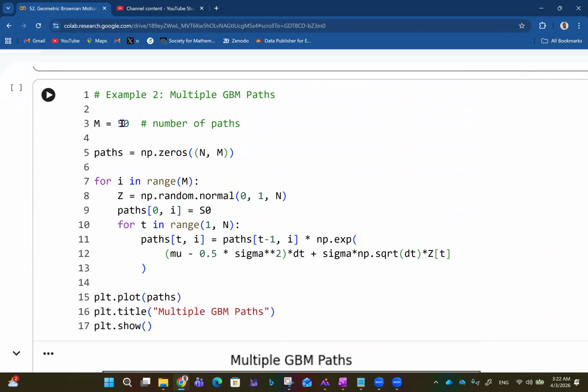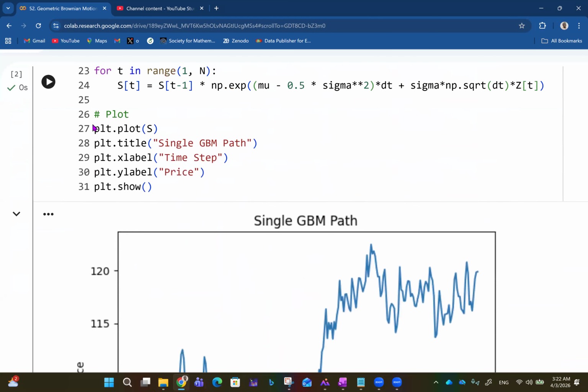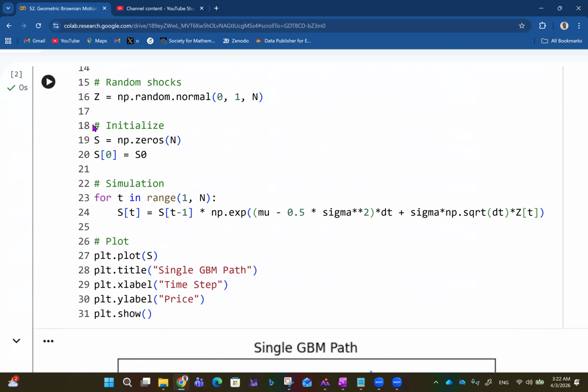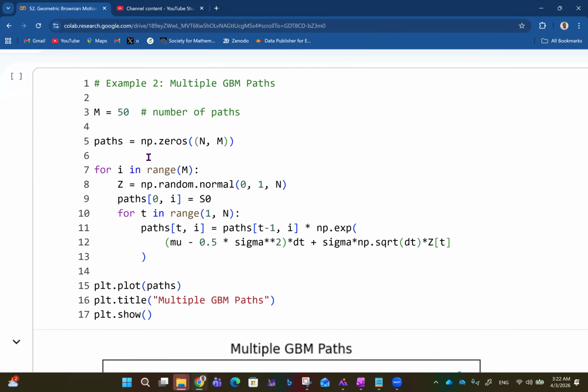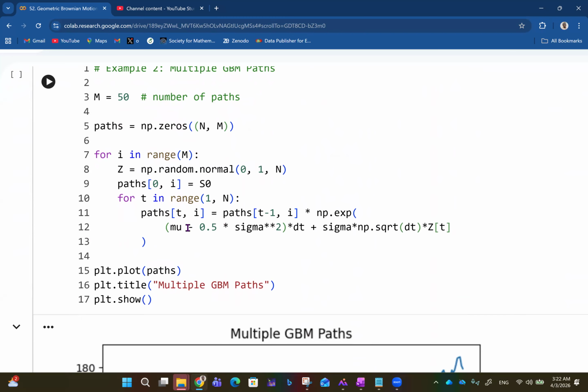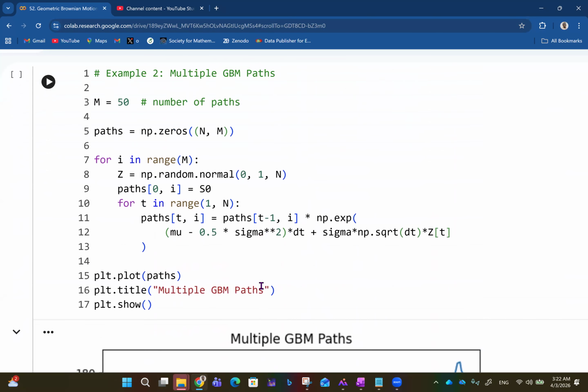You can set the number of paths, and then the path will now be, so you set zeros n comma m, therefore i in the range up to whatever m you set. Then you have your z random normal, then you set the path to the initial value s naught, of course, this code works with the s naught we've defined up here, which is s0 here. Okay, and then we fix the formula mu minus 0.5 sigma squared delta t and so on. So now this is for 50, like I said.